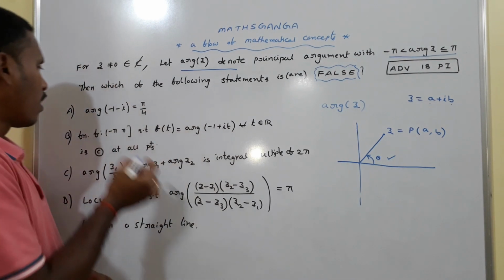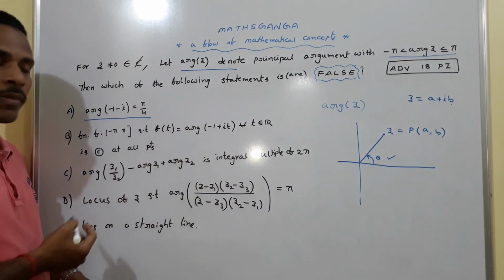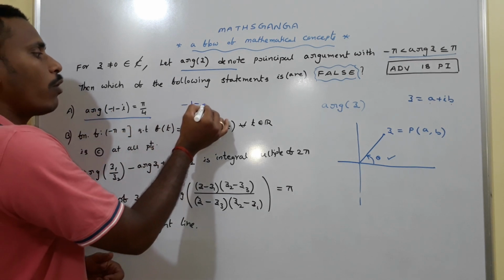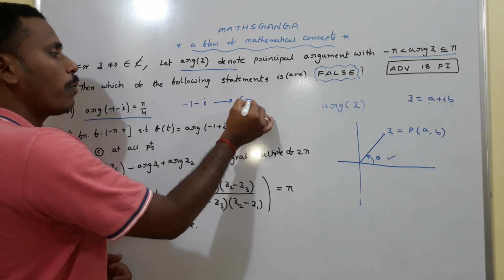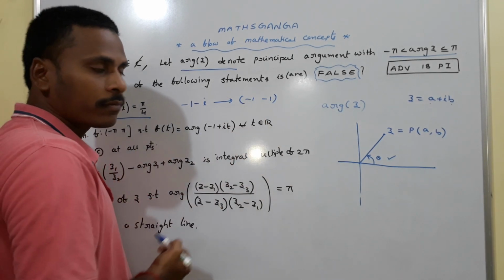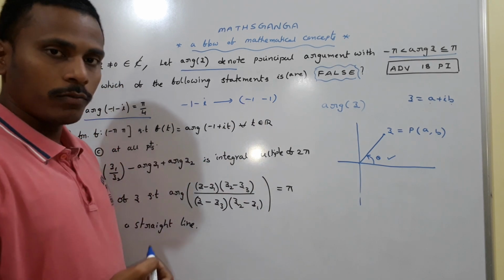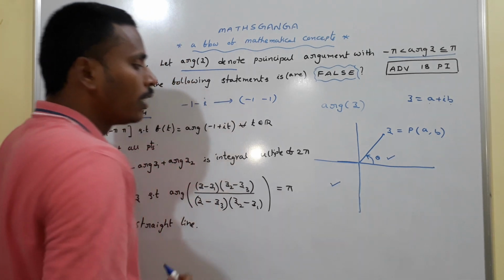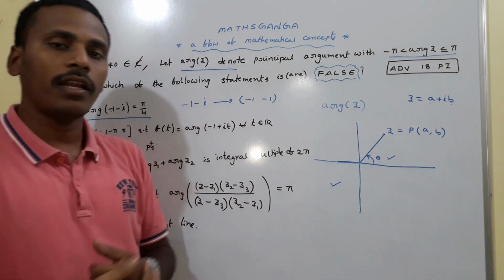And if you look, the first option is given like this. Argument of minus 1 minus i. The point corresponding to minus 1 minus i is (minus 1, minus 1). And at this point, x is negative and y is negative. Which quadrant does this point lie in? This point lies in the third quadrant. X and y both are negative.